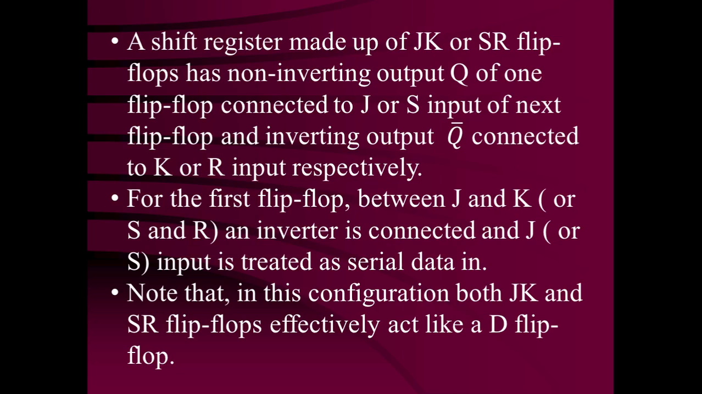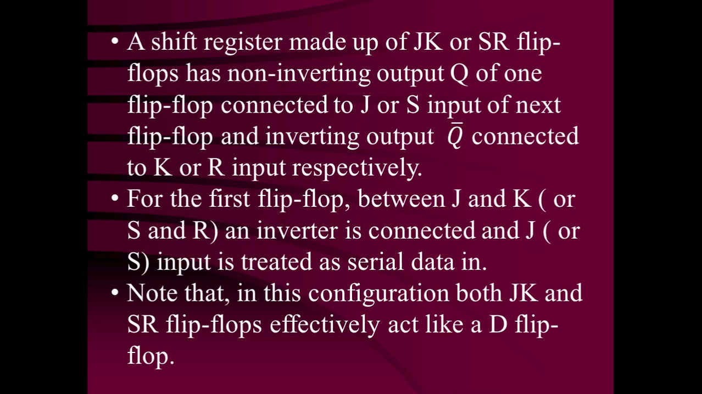In that case, what do we have to do? J is considered as the data input for the first flip-flop, and the Q output, the true side of the flip-flop, should be connected to the J input of the next flip-flop. Similarly, if it is an RS flip-flop, the true side of the previous flip-flop, that is the non-inverting output Q, should be connected to the S input, and its false side, the complement Q bar, should be connected to the R input of the RS flip-flop or the K input of the JK flip-flop.